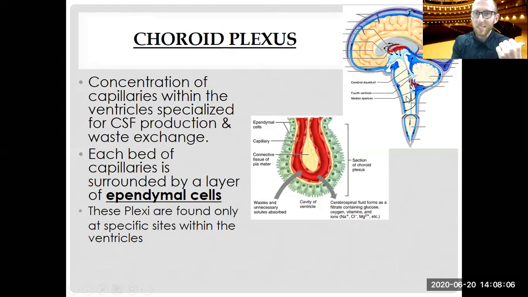Very important cells down here, the ependymal cells. Spoiler alert to that question I just asked about where CSF is specifically produced in the choroid plexus. It's the ependymal cells, and these surround capillaries, as you can see right here. So together, those things make up the choroid plexus, but it's actually the ependymal cells that produce the CSF.